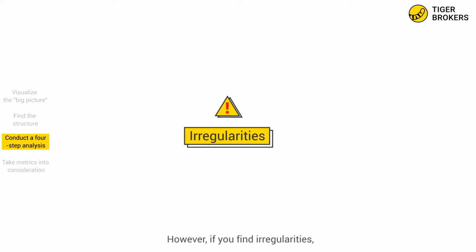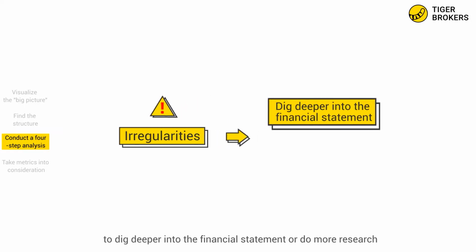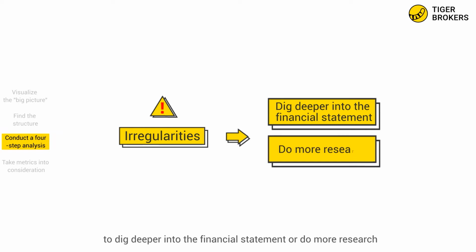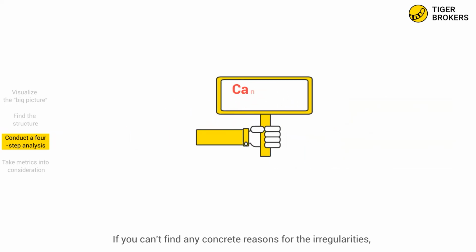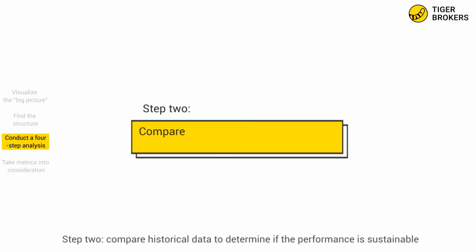However, if you find irregularities, you'll need to use what you've learned in previous lessons to dig deeper into the financial statement, or do more research. If you can't find any concrete reasons for the irregularities, you might conclude that the financial statements aren't what they seem to be.